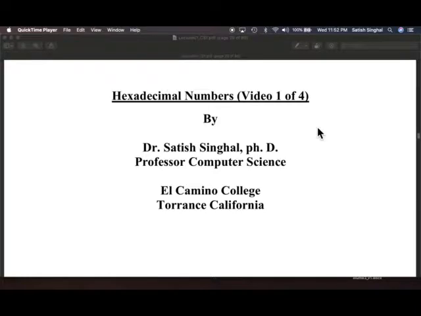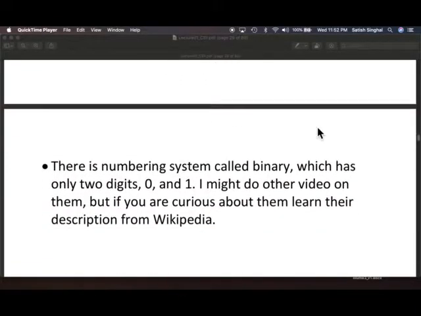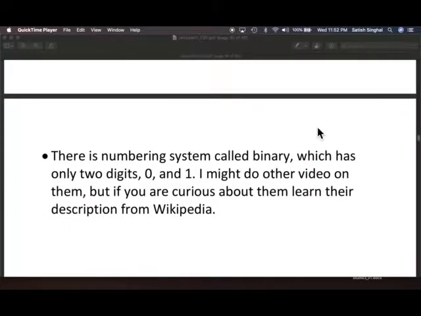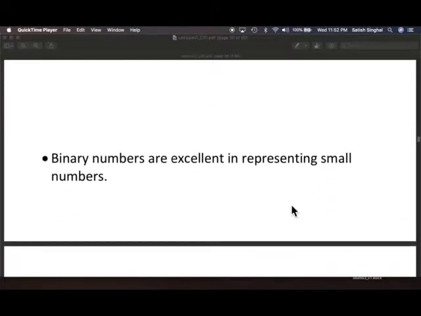So basically, there is a numbering system called binary, which has only 2 digits, 0 and 1. I might do another video on them, but if you're curious, learn their description from Wikipedia. Just type binary system, and you will get something. The binary numbers are excellent in representing small numbers, like 10, 20, 100, something like that.